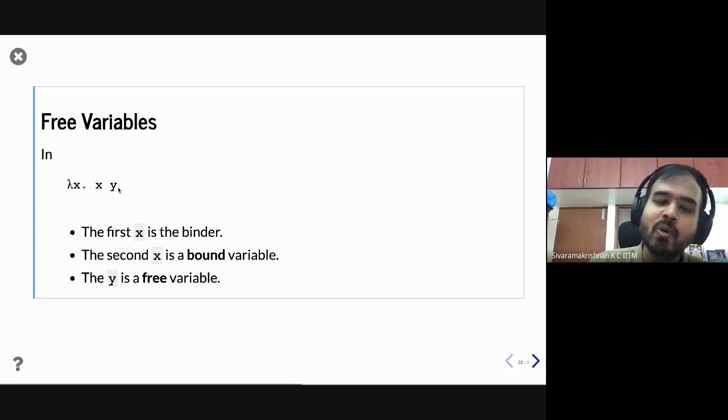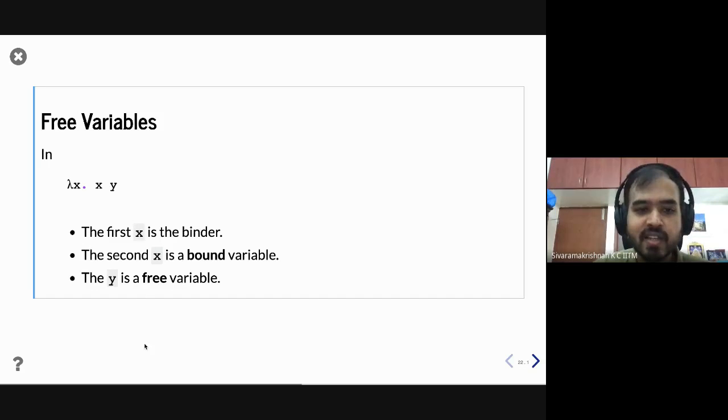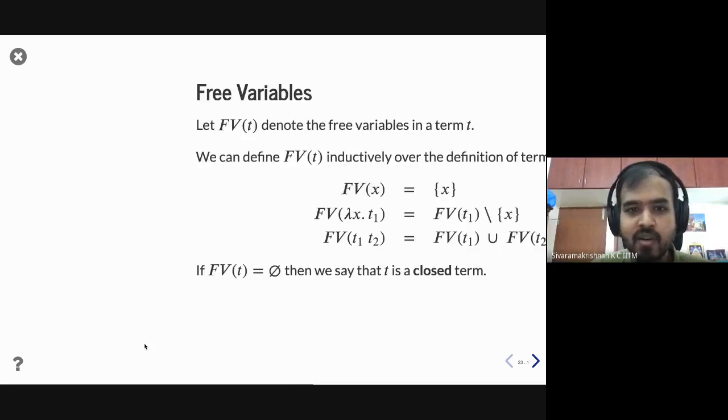You might ask, what is the meaning of this? We are not yet studying meaning. This is what I mean by just studying the syntax for now. We will reason about the meaning in the next lecture. So y is a free variable now.